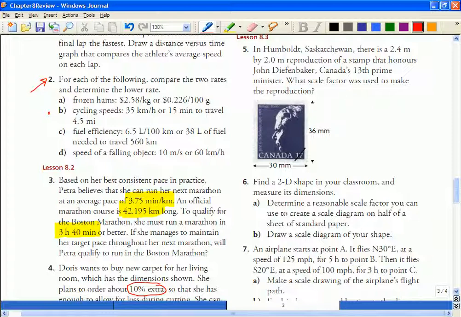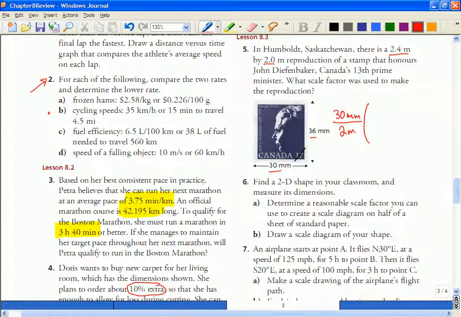We could take either side. So you could connect 2.4 with 36, or you could connect 2 meters with 30 millimeters. It doesn't matter, but let's start with 2 meters and 30 millimeters. So if we have 30 millimeters in the diagram, and that equals 2 meters in the real world, then one problem is they don't line up yet. So how do we get them to line up? Millimeters and meters are different units.